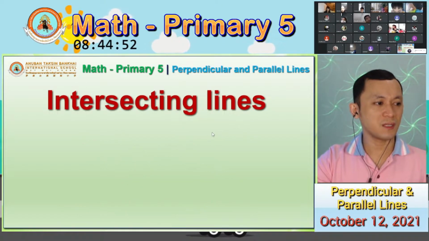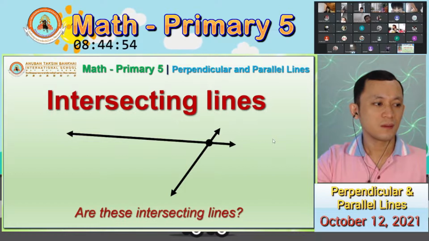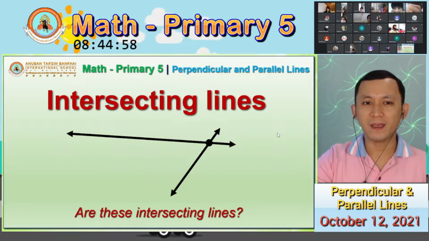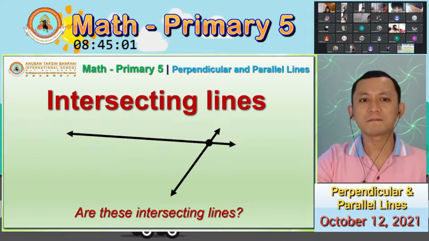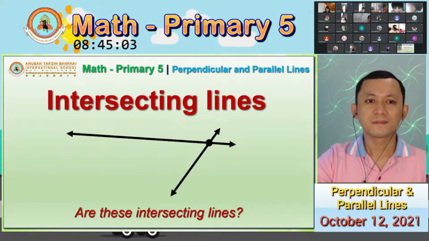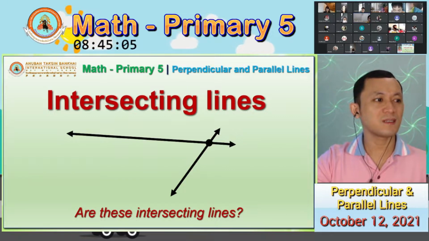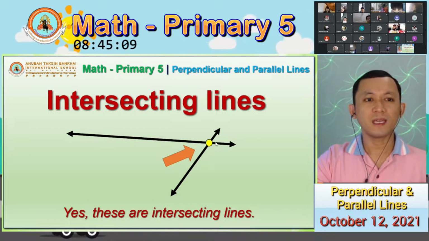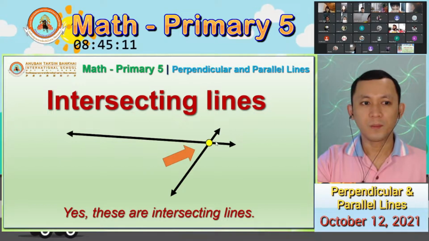Okay, we call this the vertex. Are these intersecting lines? Yes or no? Yes. This is an intersecting line. Okay, so here they intersect in this point.